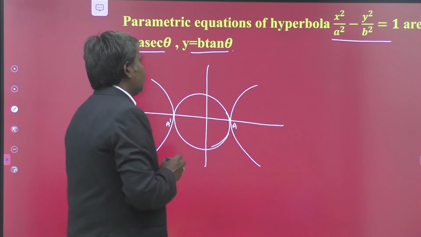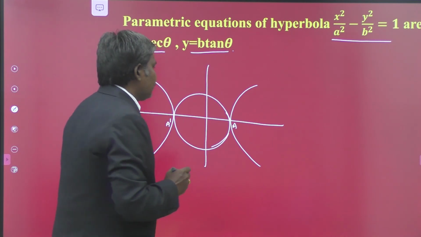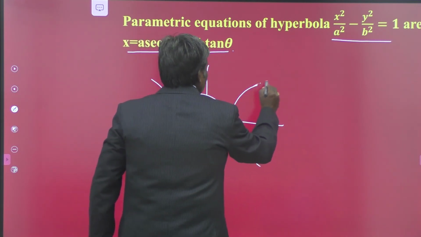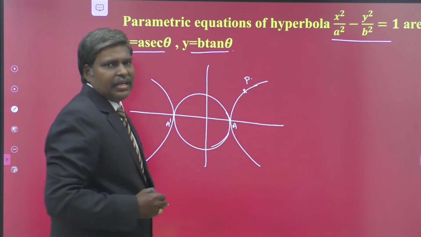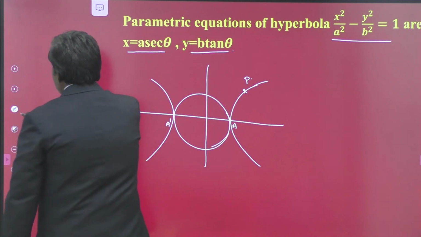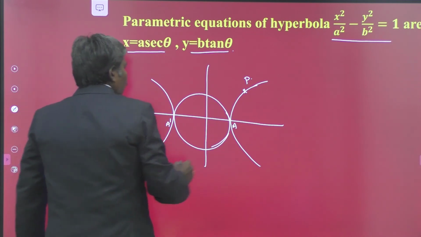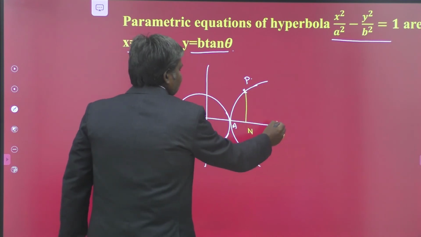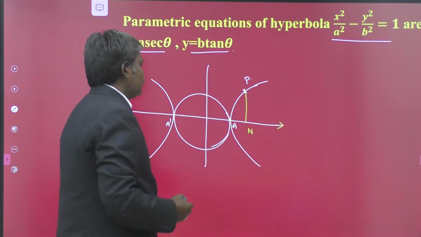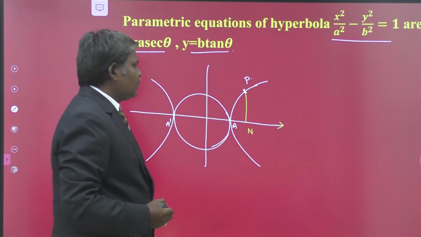x equals a secant theta, y equals b tan theta. For that, let P be any point on the hyperbola. Listen carefully. Now draw the ordinate PN from P to the x-axis. This is your x-axis. Understand?